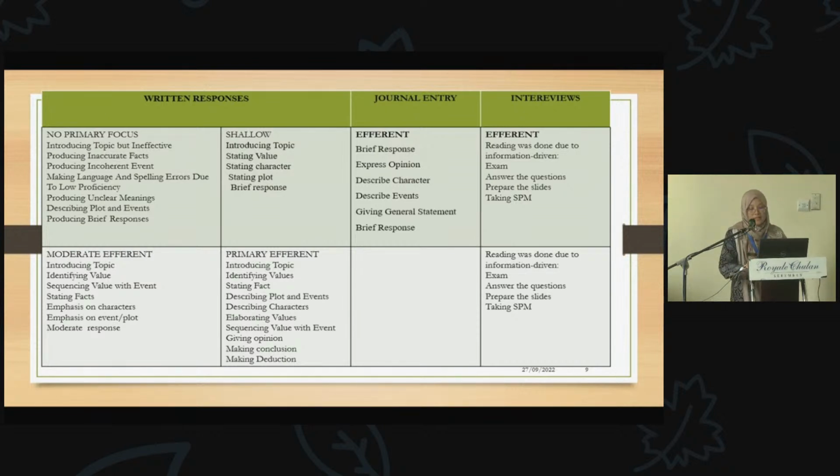And why does this happen? Why do the majority of the students adopt this kind of efferent stance compared to the aesthetic and critical stances? Among the contributing factors was that reading was done because it was information driven. We found out that most of the students actually read the story just because of the examination, just to answer the questions, just to meet the syllabus, or because the teacher asked them to do so. And of course, definitely because they are having the exam, so they need to do the task.